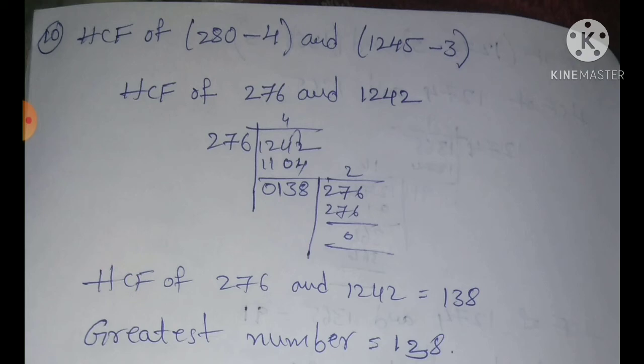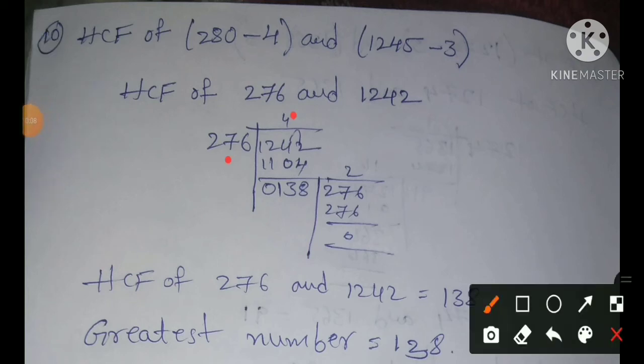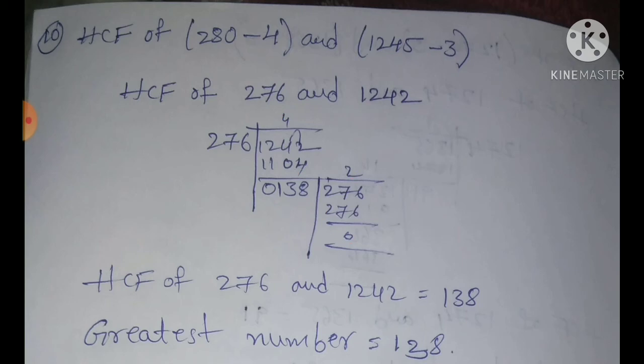So after finding that, 276 4s are 1104, remainder is 138, 138 2s are 276. So HCF of 276 and 1242 is 138. So this is the greatest number which divides 280 and 1245 and leaves the remainder 4 and 3 respectively. So 138 is the greatest number which divides 280 and 1245 and leaves the remainders as 4 and 3 respectively.